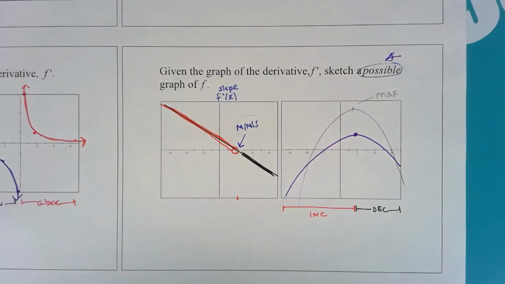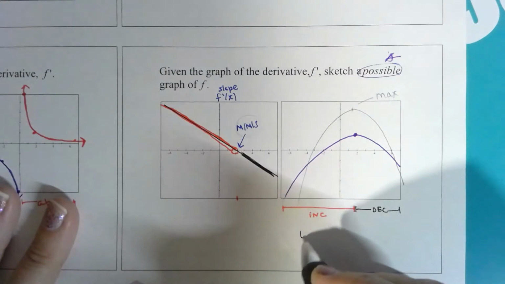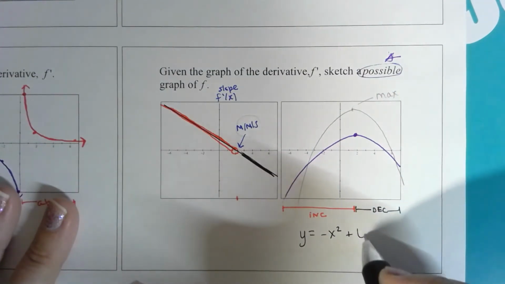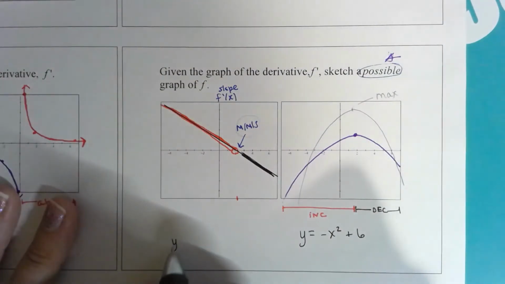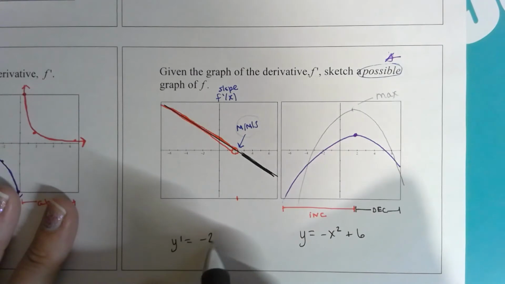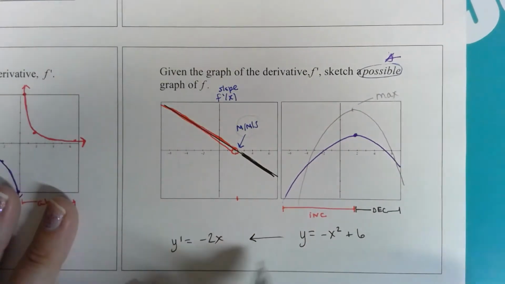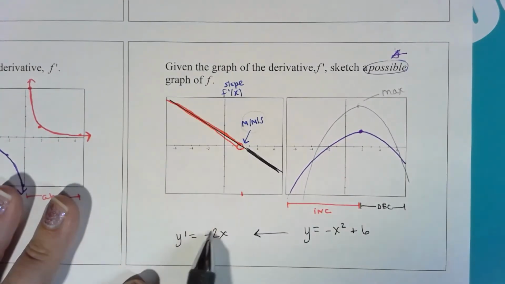That's okay. I purposely left a scale off of our y-axis. Okay? Think about this for a moment. This is like an upside down parabola. What if my original was negative x squared plus 6? When I take its derivative, I just get negative 2x, right? I'm going backwards because my derivative is on the left, right? So this is a line, it's going downhill, negative 2x. My y-intercept is off, that's okay.